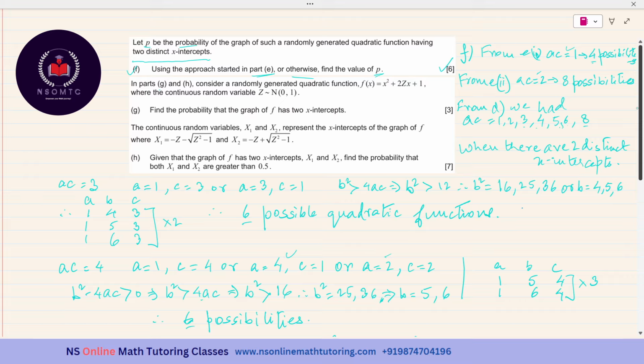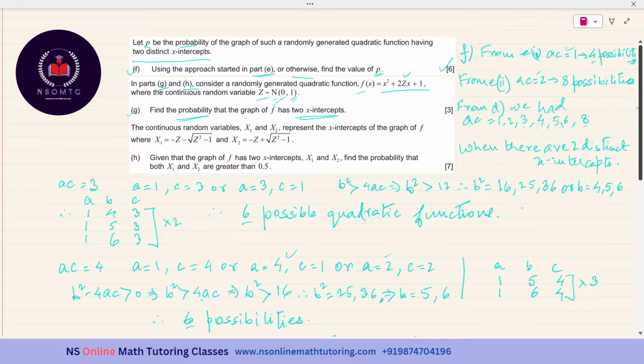Okay. In subparts G and H, consider a randomly generated quadratic function f of x equal to x square plus 2zx plus 1, where the continuous random variable z is a standardized normal distribution variable with mean as 0 and the variance as 1. So the standard deviation is also equal to 1. Okay. So part G's question is find the probability that the graph of f has two x-intercepts.